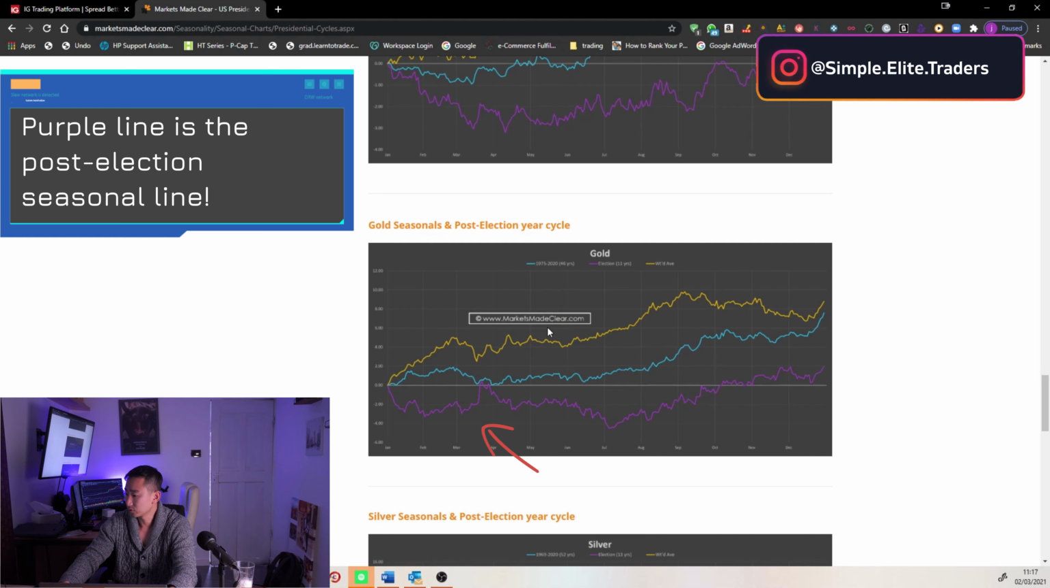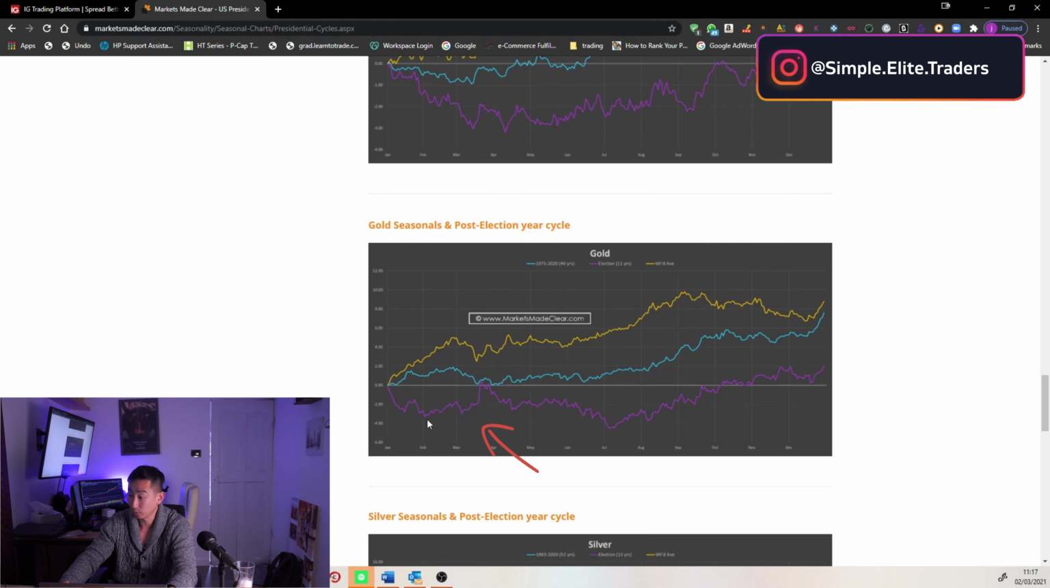Again, I'm focusing on the purple line, which seems to be following very well this year. You can see price typically makes a low in the early-middle part of March and starts to rally. Price makes a high around the end of March and starts turning into a bearish run until sort of July. Let me jump into the gold chart.